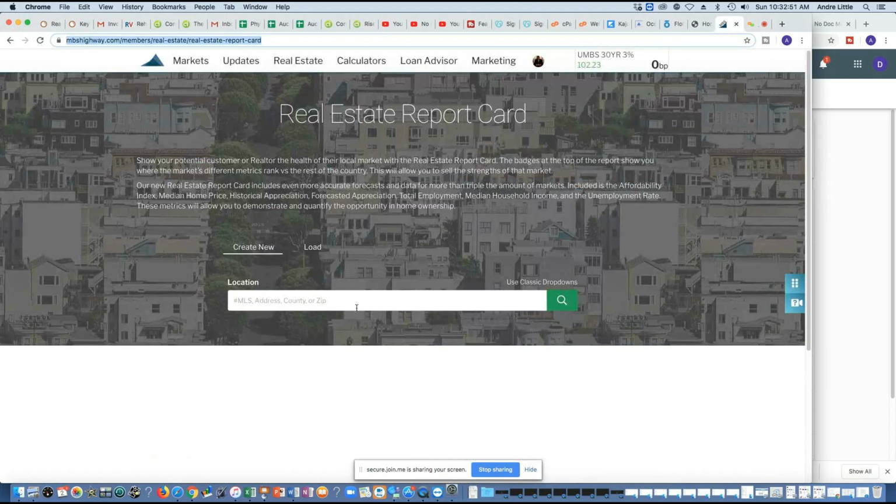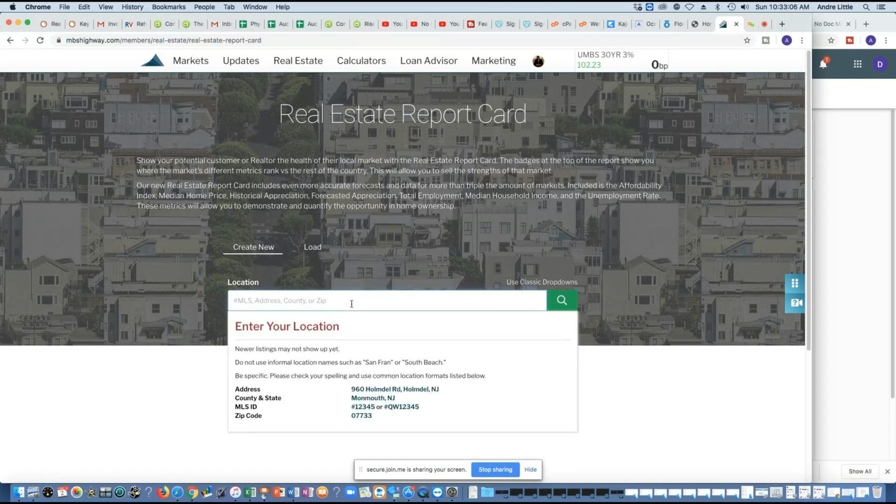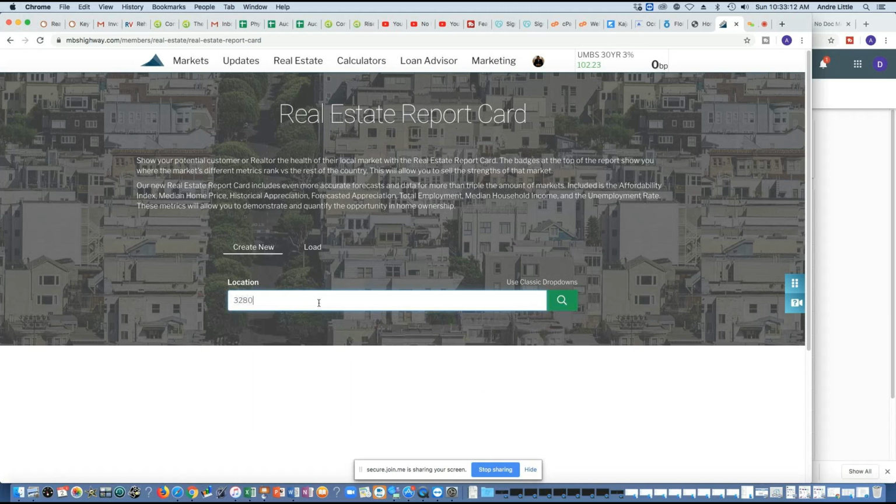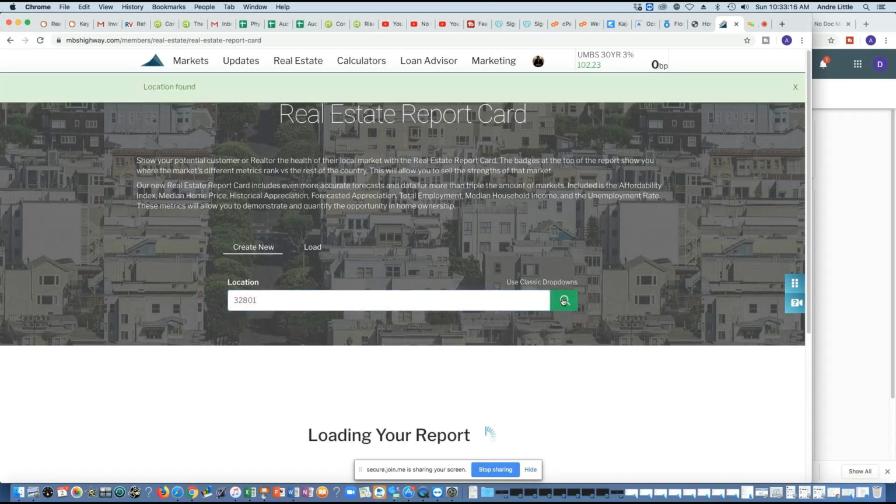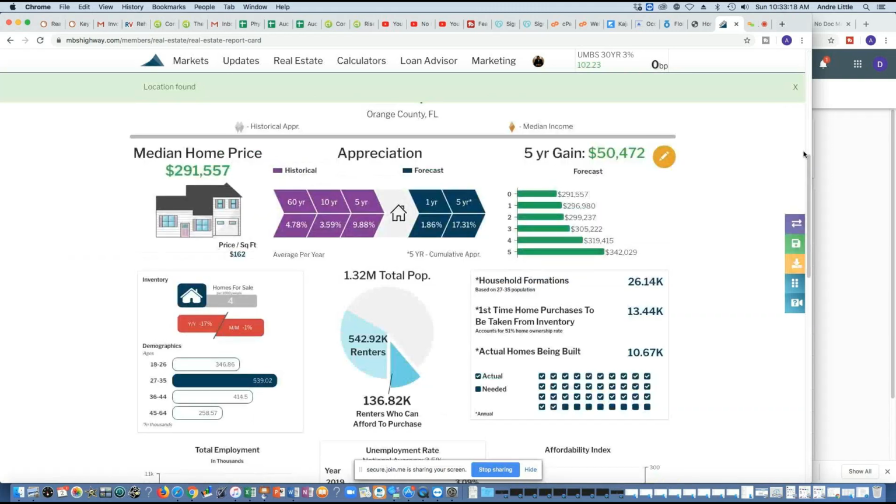I'm going to go over to our software here. Keep in mind, a lot of our software is used by a lot of PhD economists out of Harvard University. Some very smart people built some algorithms and things that we use for our data. Now, I'm going to use a local area, not too far from where I live, in Orlando, Florida. I can use MLS, I can use an address, I can use county, I can use zip code. I'm going to use zip code. I'm going to go 32801. It's pretty much downtown Orlando, an area we might know as Lake Eola.